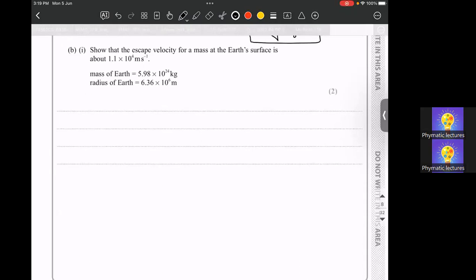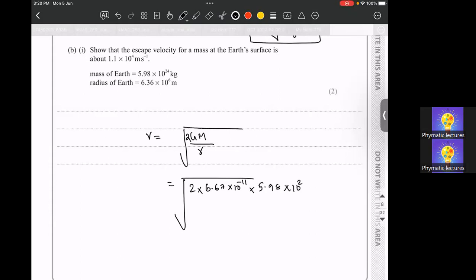B question. Show that escape velocity for mass at the Earth's surface is about 1.1. Mass of the Earth is given. Because what is the equation of the escape velocity we derived? That is square root of 2GM divided by small r. So substitute it. 2 multiplied by, what is the G value? Capital G value is 6.67 into 10 raised to minus 11, multiplied by, what is the mass of the Earth? 5.98 into 10 to the power of 24, divided by the radius of the Earth, 6.36 into 10 raised to 6.